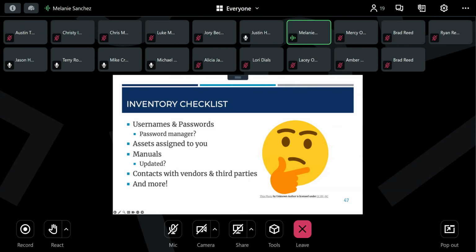Any processes that someone's mastered should definitely be documented for the next person in the role. Contacts with vendors and third parties. So we can create a record of vendor and third-party contacts, right? So we can share the crucial network with the successor.